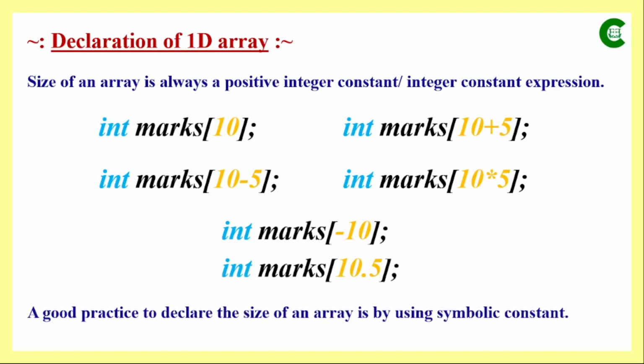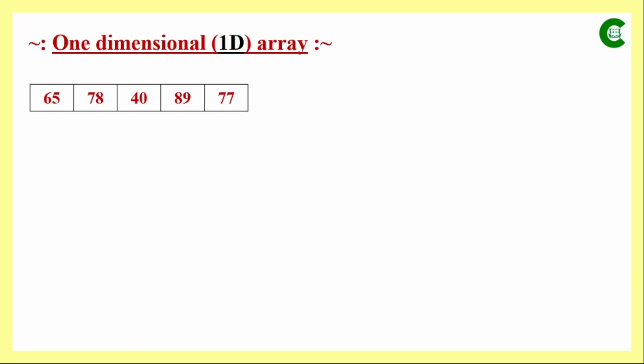The better practice, or good practice, is to mention the size of the array as a symbolic constant. So in the beginning of the program we will define that symbolic constant. There we will mention the value of that symbolic constant, and in the declaration part of that array we will use the name of the symbolic constant as the size of that array. Now here again we have taken an array of integers where the size is 5. So this is a valid declaration of that array of integers.